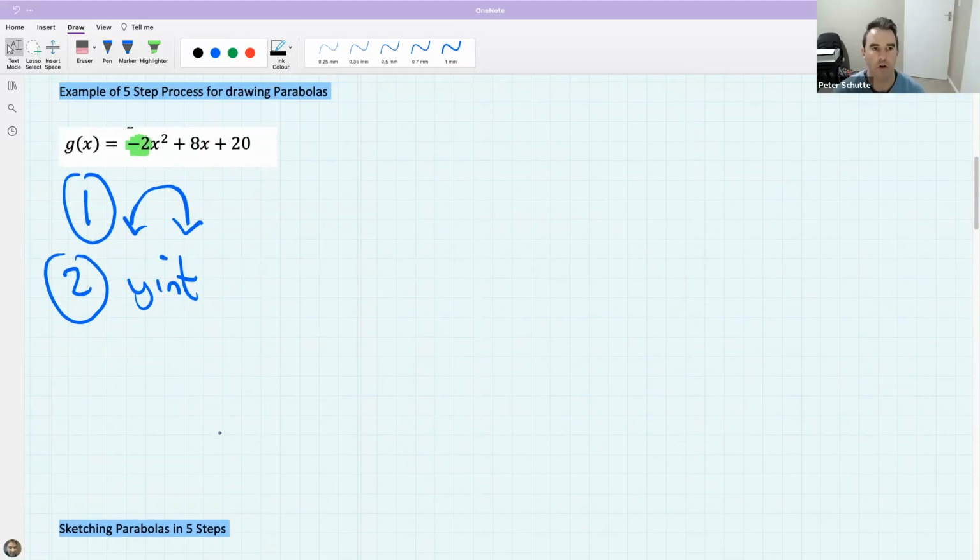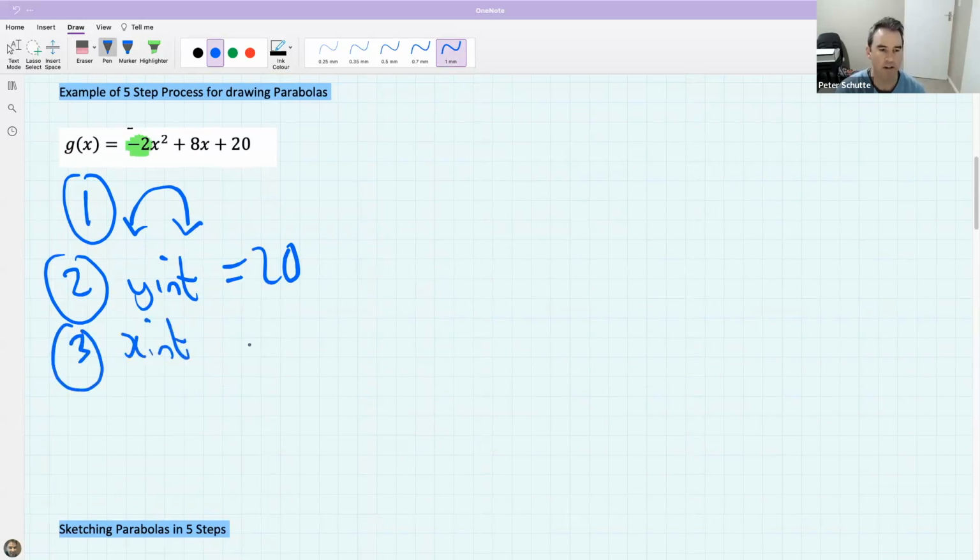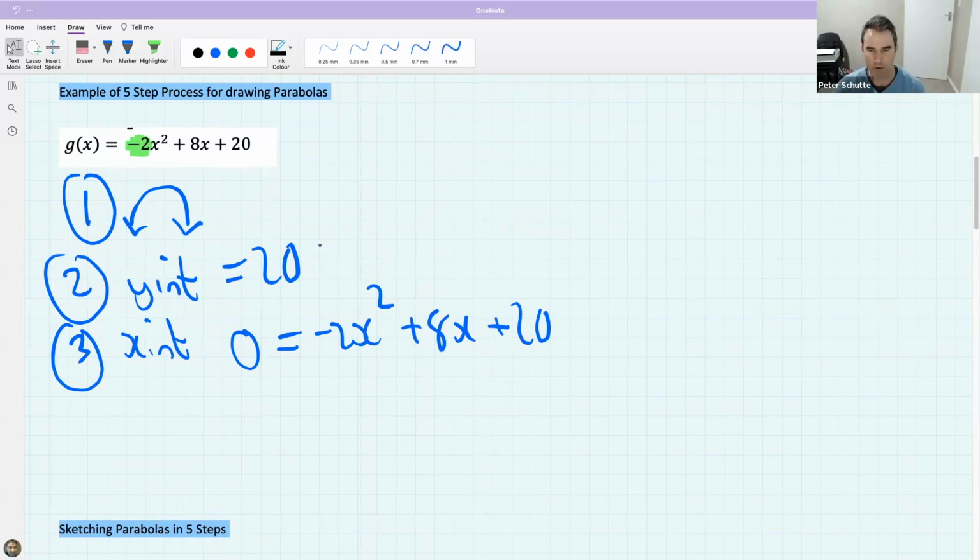Using what you've learned about y-intercepts before. It has to be 20. Awesome. Step 3 is I want to find my x-intercept. So I make that equal to 0. And I want you guys to find me the x-intercepts of this parabola. So over to you. You solve it whatever way you can.